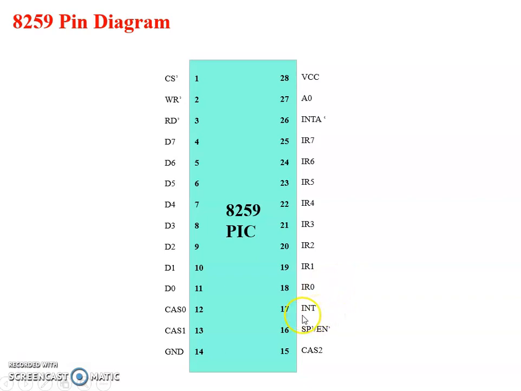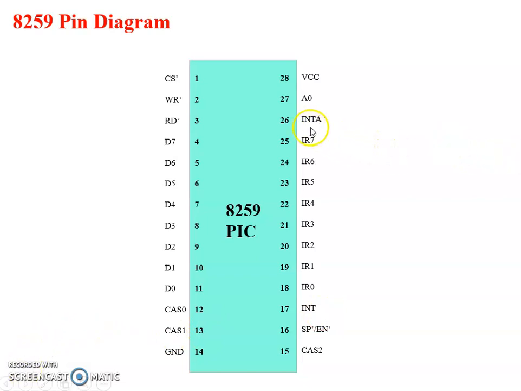Then the next line is INT, the interrupt line. It is the interrupt line which is connected to the INTR pin of the microprocessor. This INT is an output pin, so this pin is connected to the INTR pin of the microprocessor. This 8259 interrupts the microprocessor using this INT line.